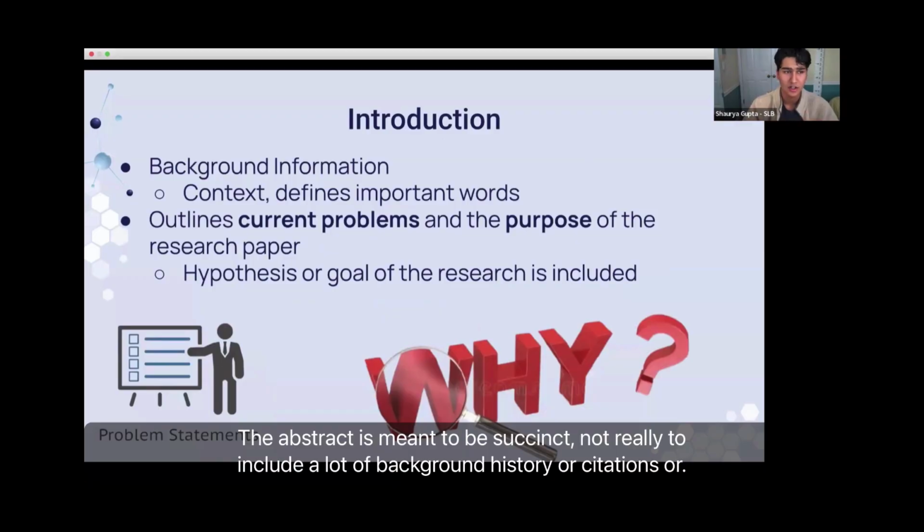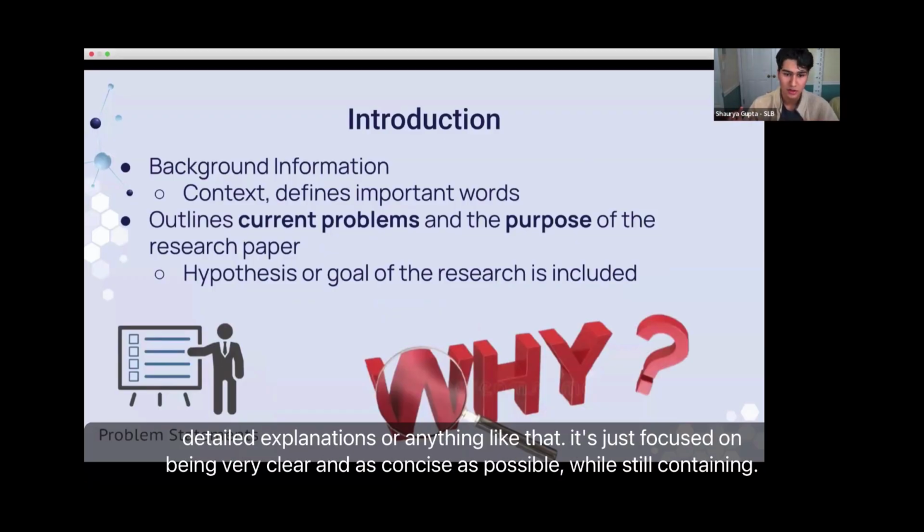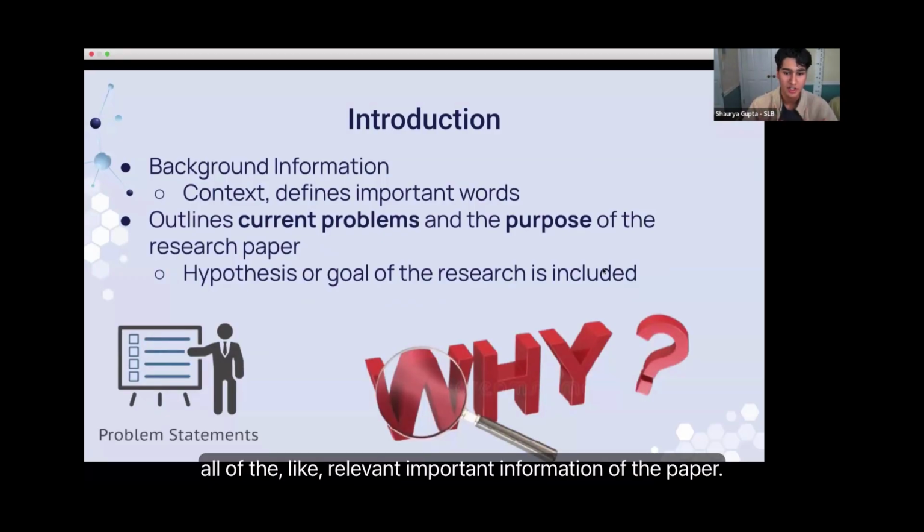The abstract is meant to be succinct, not really to include a lot of background history or citations or detailed explanations or anything like that. It's just focused on being very clear and as concise as possible, while still containing all of the relevant, important information of the paper.